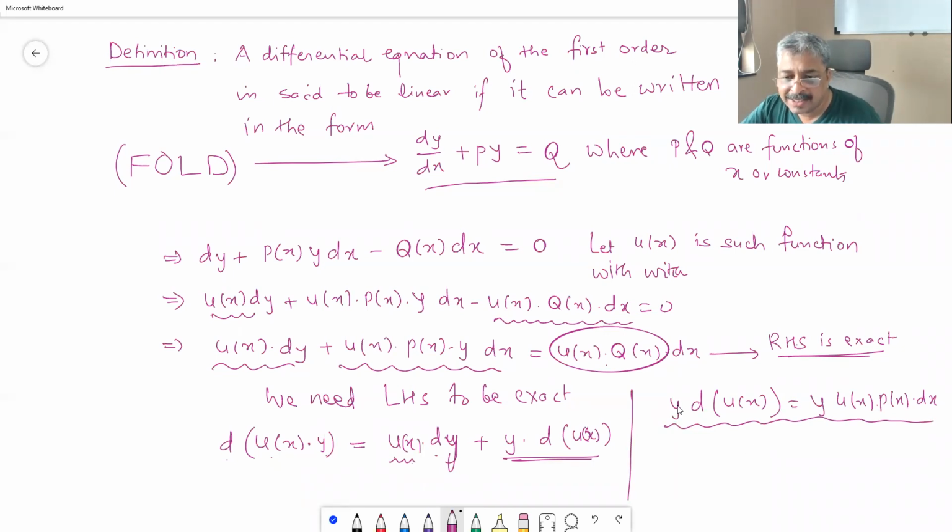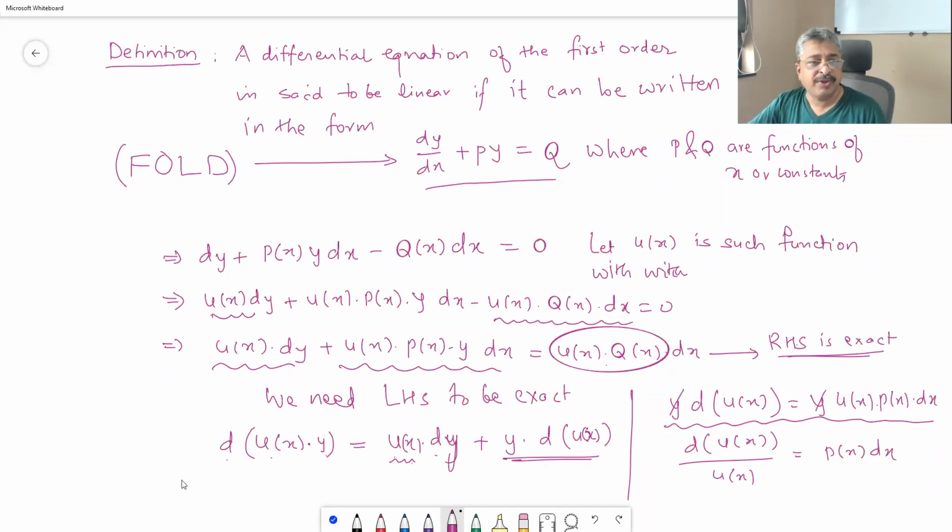Okay, so I can cancel y from both sides, and I get d of u of x upon u of x is equal to p of x dx.